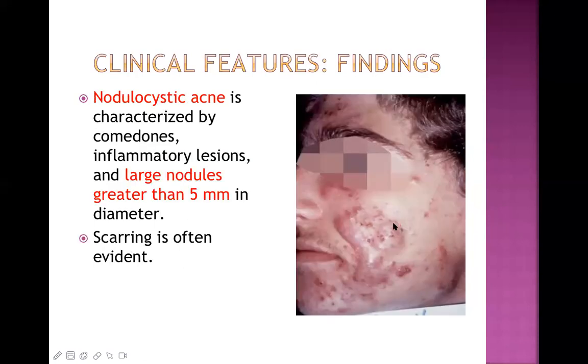And the most severe variety is called nodulocystic acne. Now look at this area here, there is a big mass, a big area is involved, it looks like a cystic area. So this is nodulocystic acne, which is the most severe, and this person will always develop scars later on when this becomes better.